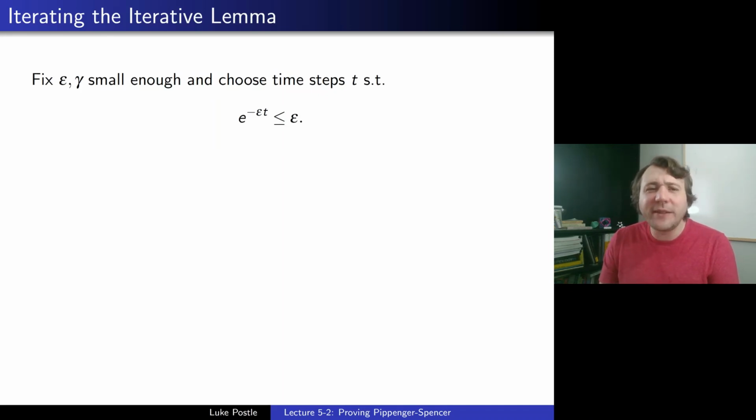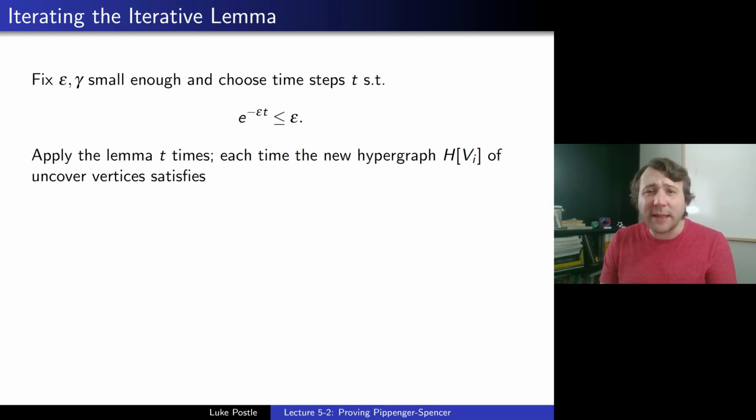I won't go through all the details here, but you'd fix epsilon and gamma small enough, according to some equations, you'll see. And we'll choose how many times we're going to run it, so that'll be time steps t. And importantly, we'll pick that e to the minus epsilon t is at most epsilon. So we want, when we're done, that there's at most an epsilon fraction of the vertices uncovered. And then we'll apply the lemma t times.